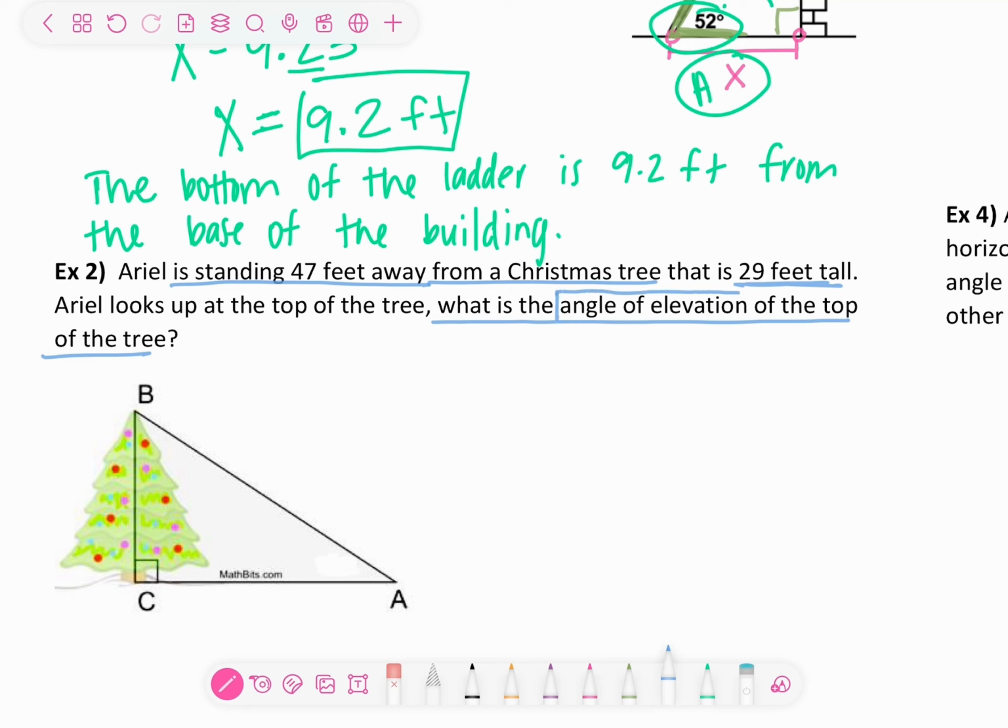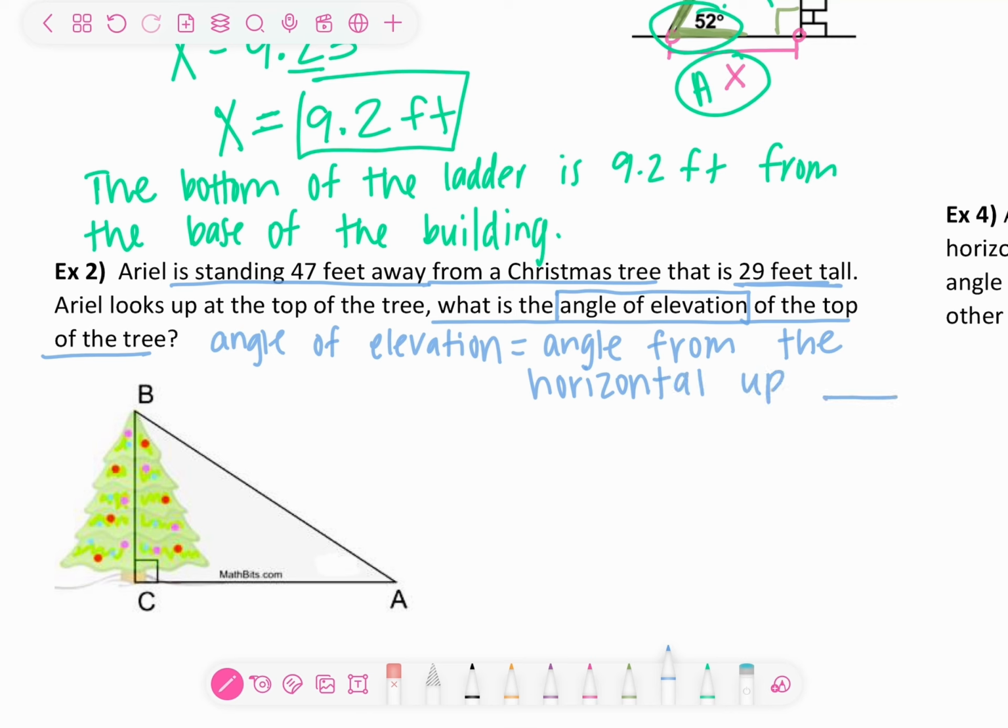So an angle of elevation, let's go ahead and write this down. Angle of elevation equals the angle from the horizontal up. Actually, here, let me write this a little bit neater. Angle from the horizontal up. So for example, if you have a horizontal distance of any sort and you're going up, it doesn't matter on which side, that is an angle of elevation, okay, going up.